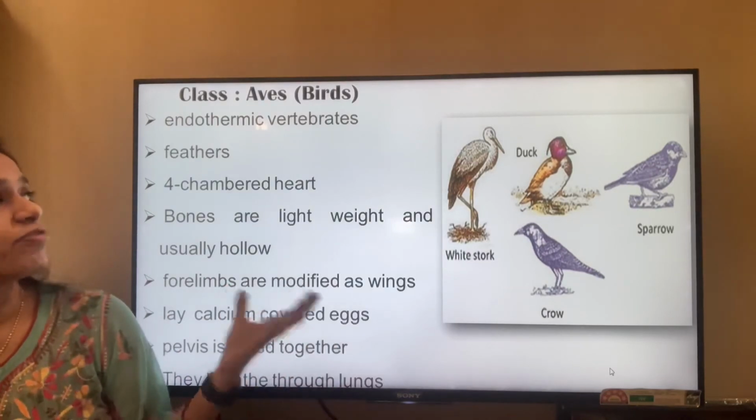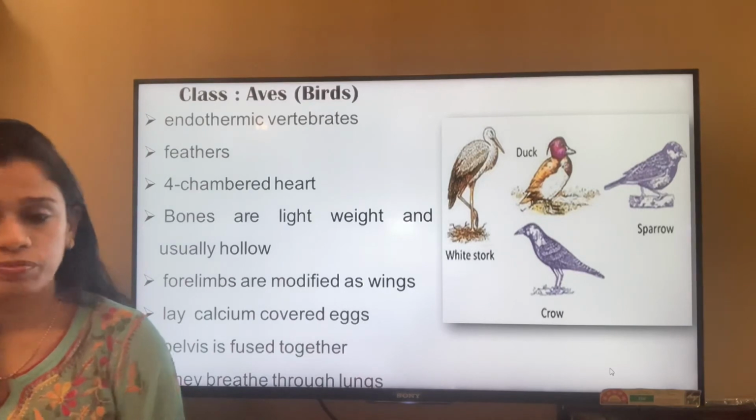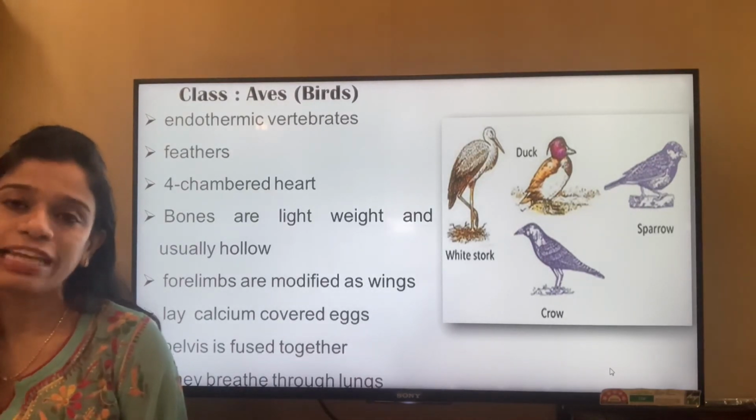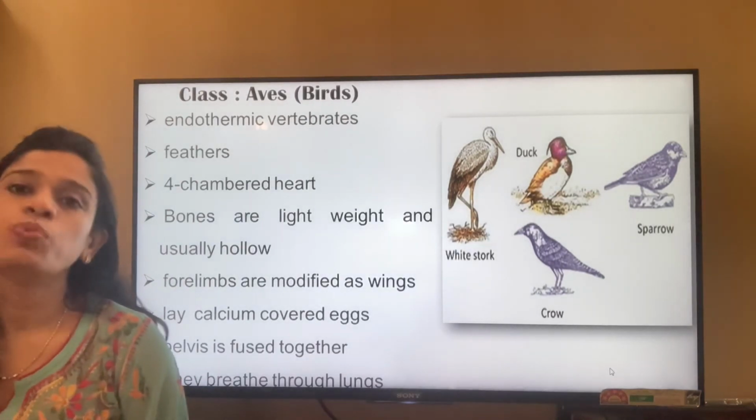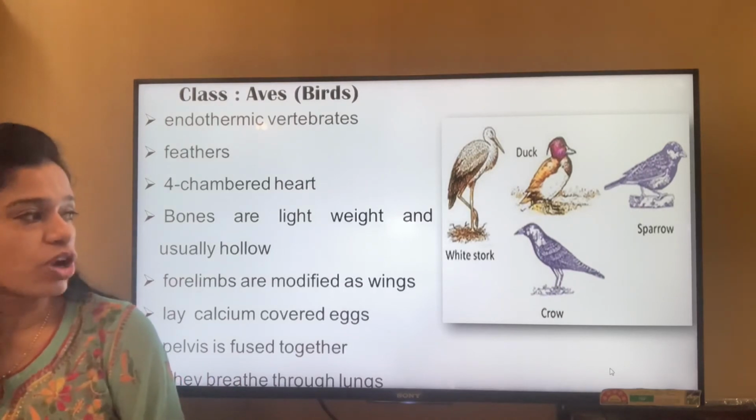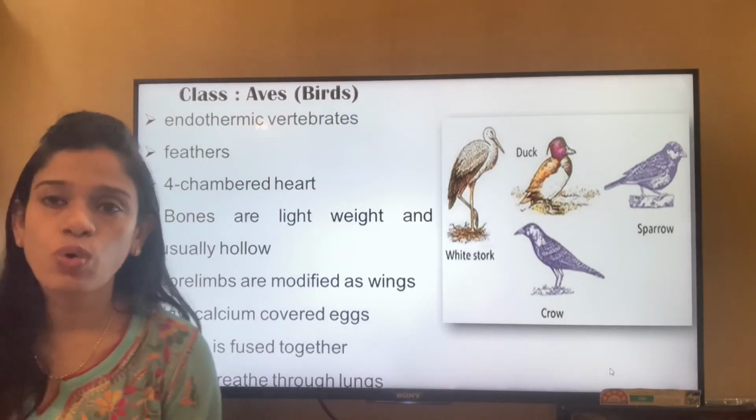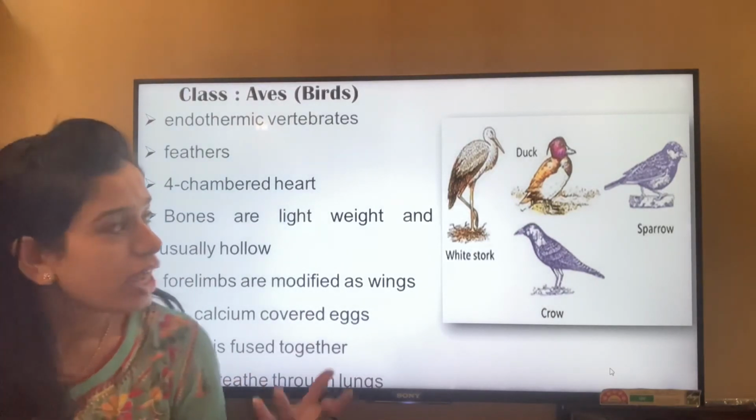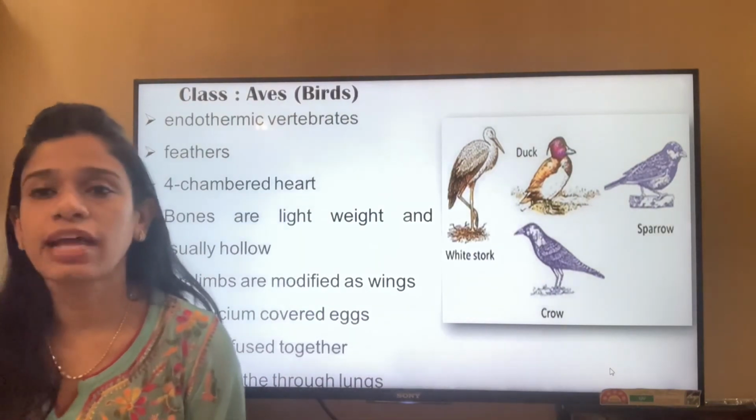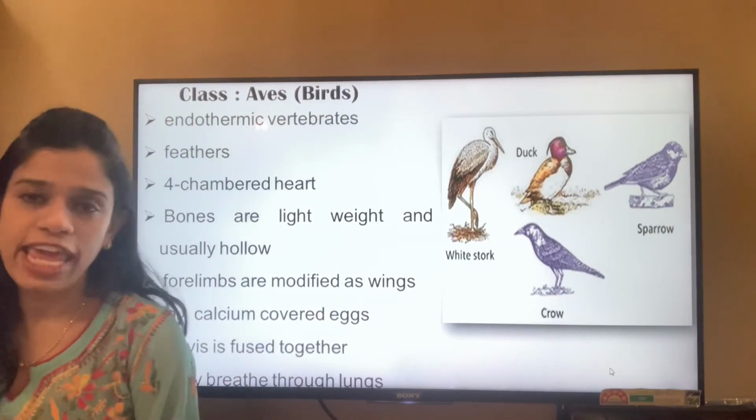So these are some special features of the class Aves: they have wings, their forelimbs are converted into wings, and their bones are very light in weight and hollow in nature, which decreases the total weight. Examples of this class can be any of the birds that we see. It can be a crow, sparrow, peacock, duck, white stork, and even big birds like ostrich, eagle, vulture. They all come under this class Aves.